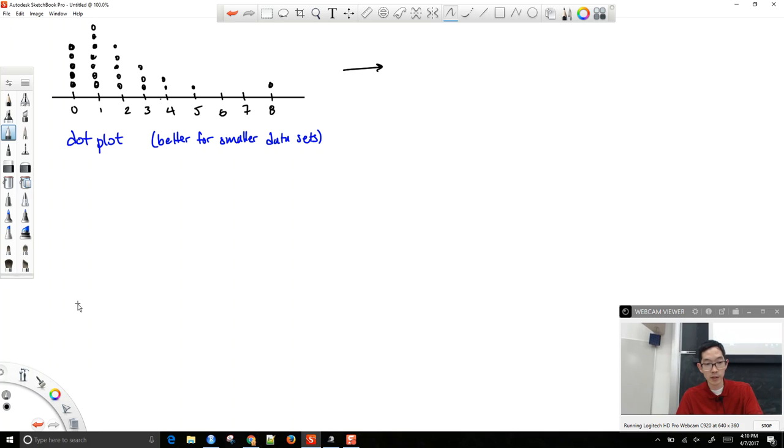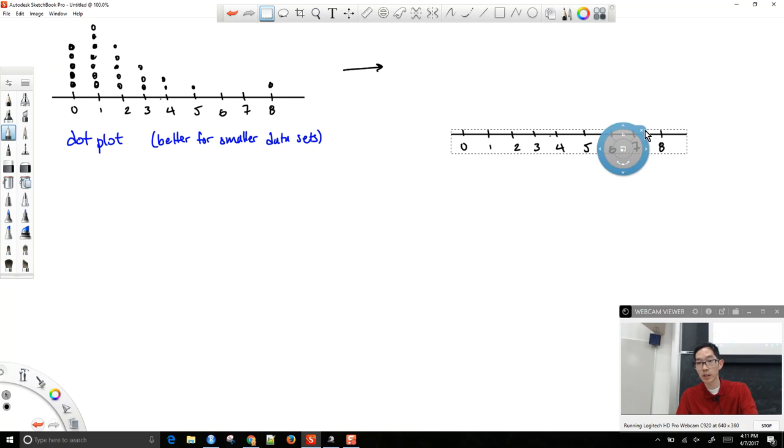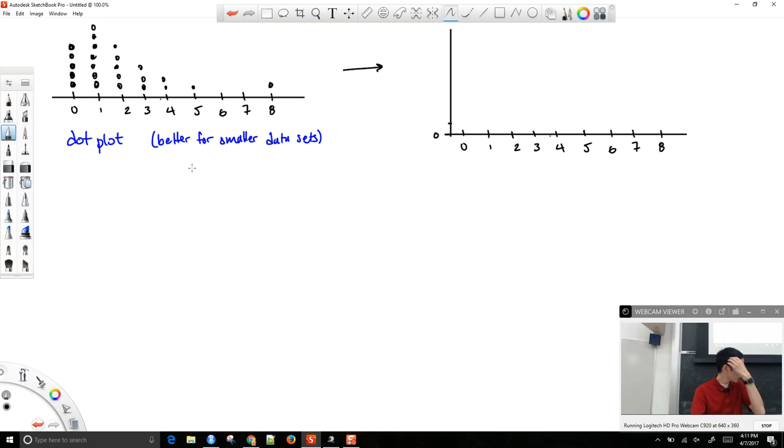For the histogram, we'll come over here. With a histogram, we will use bars, and on this axis over here, we will have the frequency of these values. So I've got 1, 2, 3, 4, 5, 6, 7, 8.